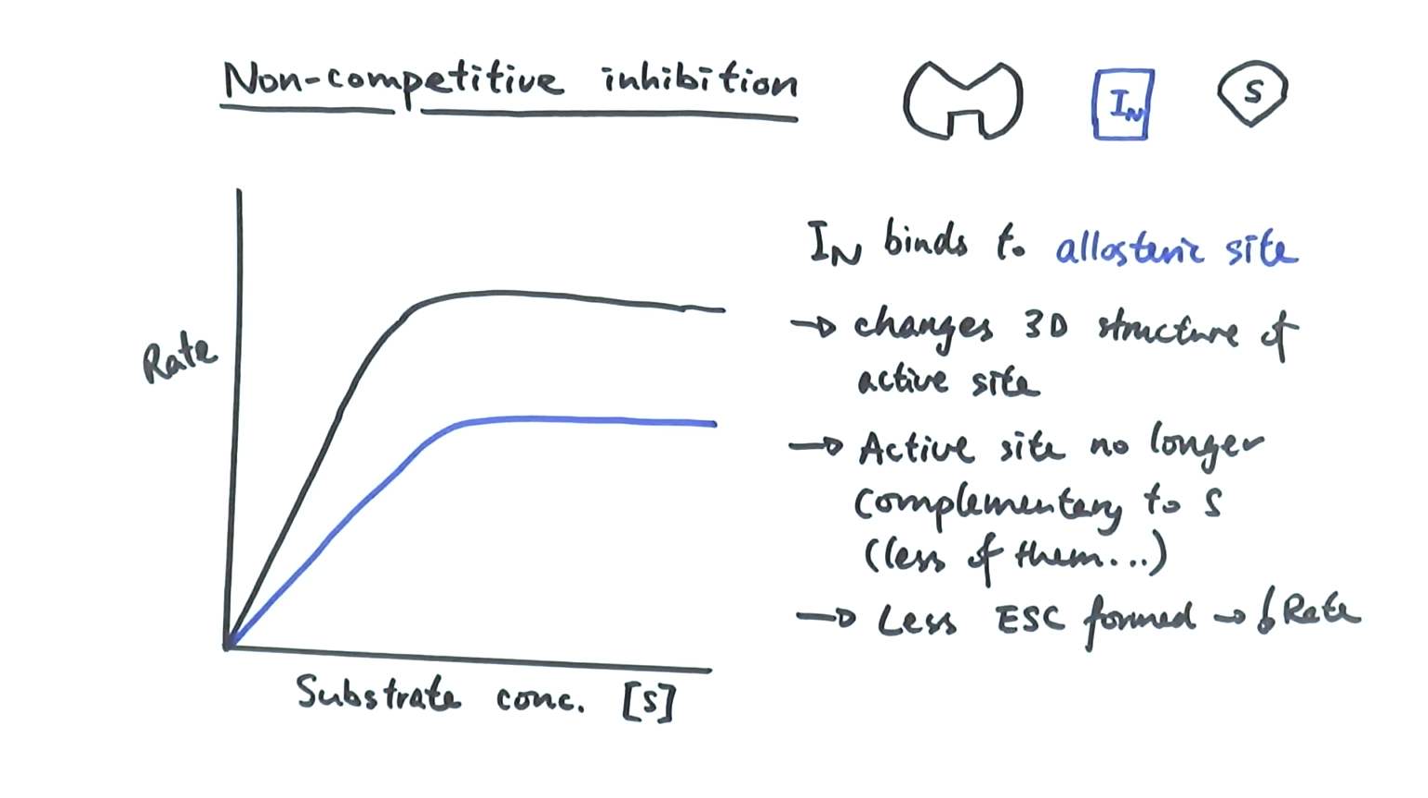Now in the case where the non-competitive inhibitor binds, because it binds to the allosteric site and not the active site, it actually is able to change the 3D structure of the active site. So in some sense you can say it changes the tertiary structure of the active site. So therefore we've got less of the active sites around that are complementary to the substrate, meaning less of the enzyme substrate complexes can be formed, hence the rate would drop down.